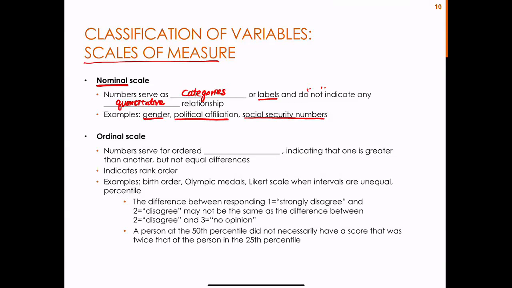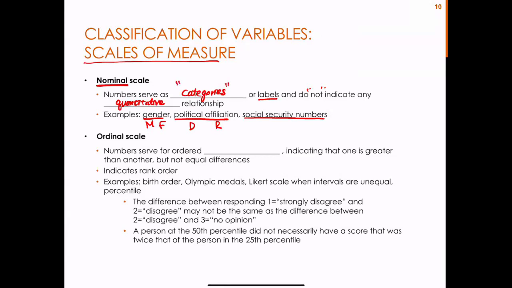For example, there is no ordering between male and female, or Democrat and Republican, right? And social security numbers are also just nominal because the numbers do not represent any quantitative values. If we calculate the average of social security numbers, there is no meaning. They just represent a specific, different person. So nominal is for the categorical variable.